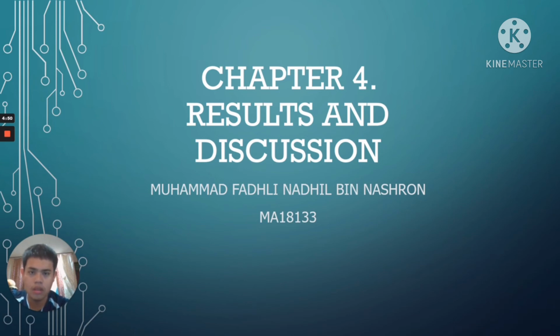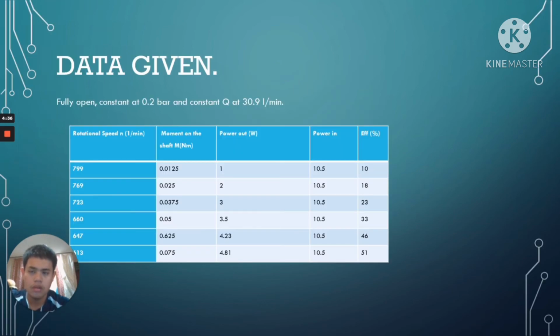Our group will discuss the Pelton wheel experiment. I will be explaining chapter 4 of the Pelton wheel, which is the results and discussion, and also the graph. For the data given, the pipe is fully open, constant at 0.2 bar pressure, and constant volumetric flow at 30.9 liters per minute.